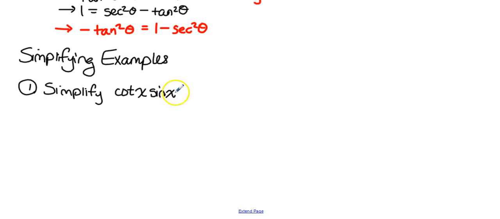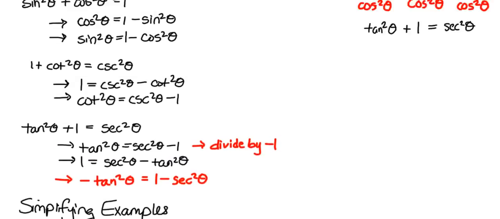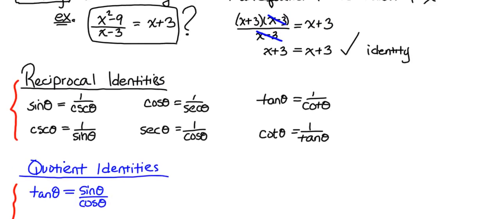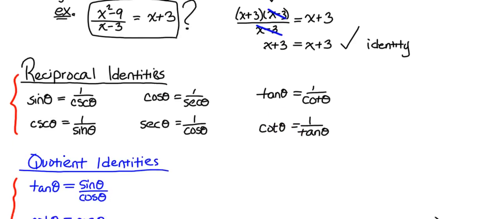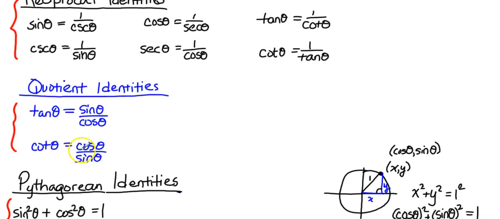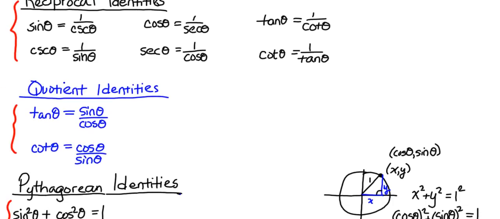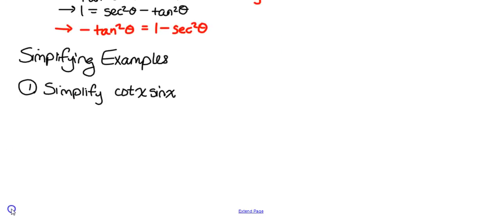So sine of x, I technically could rewrite that as 1 over cosecant. That's not really going to get me anywhere. But how can I rewrite cotangent? Take a second and look. What does cotangent equal? Well, I go up here, remind myself that cotangent is 1 over tangent, not so helpful. But how about cotangent is cosine over sine? That could be useful to pull out of the toolbox.